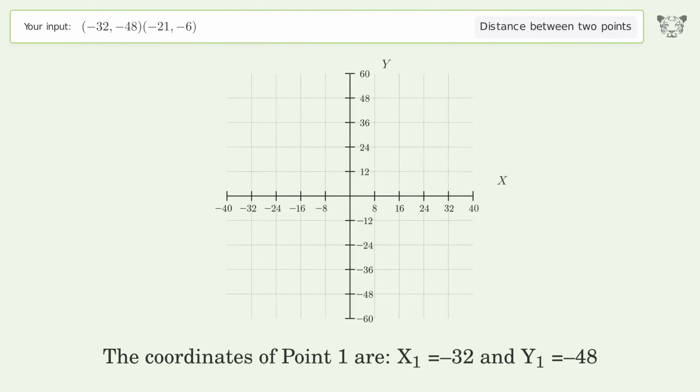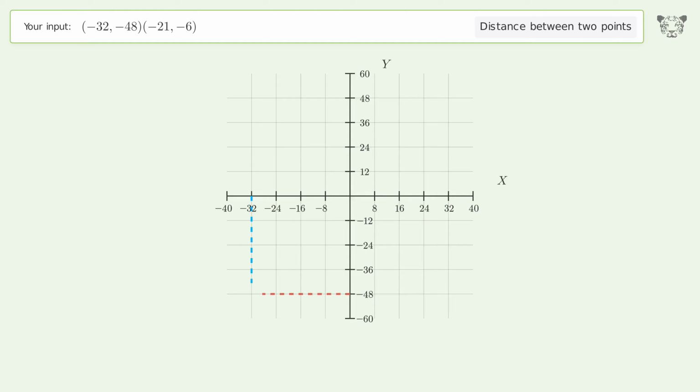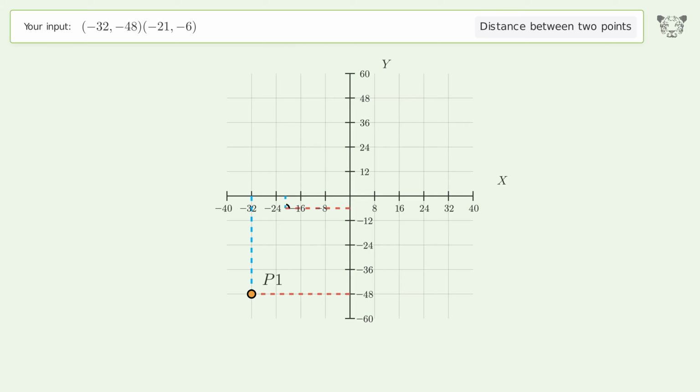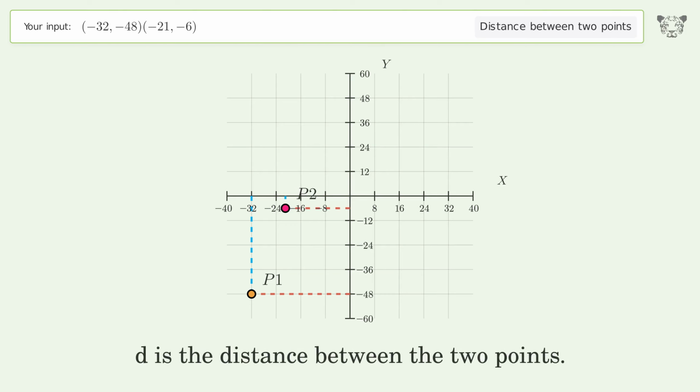The coordinates of point 1 are, x1 equals -32 and y1 equals -48. The coordinates of point 2 are, x2 equals -21 and y2 equals -6. D is the distance between the 2 points.